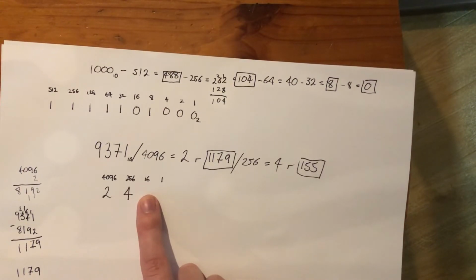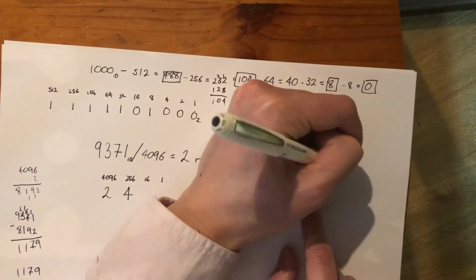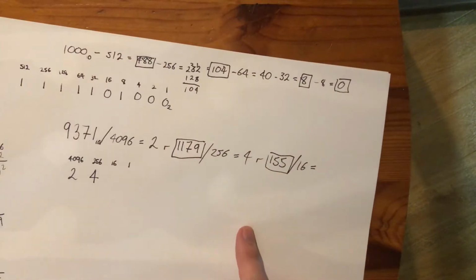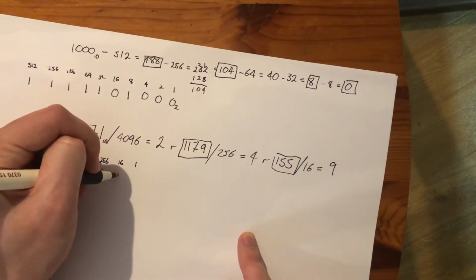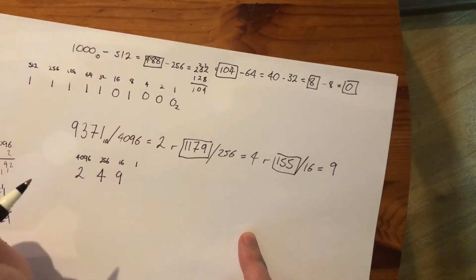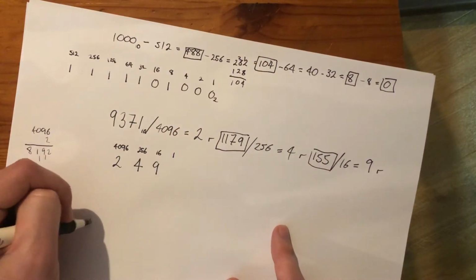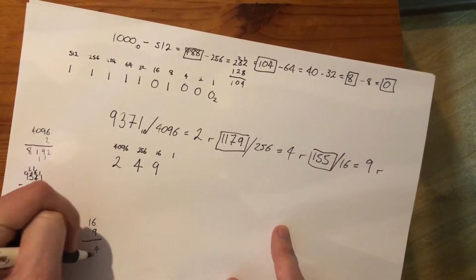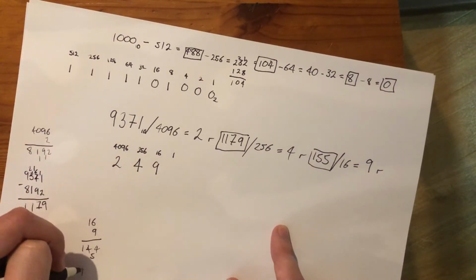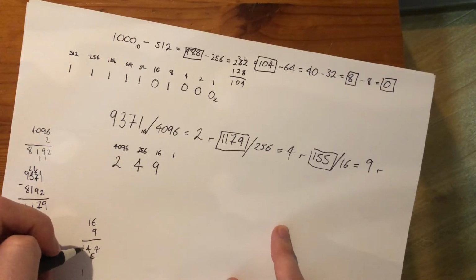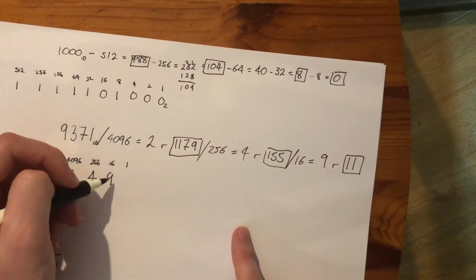How many times does 16 go into 155? Or 155 divided by 16, what's my whole part and my remainder? Now I know that that goes in 9 times. So I'm going to put 9 in here, my grid, and I'm going to calculate my remainder. So 9 lots of 16 give me 144, and I deduct 144 from 155. I can do that in my head, that's 11. So my remainder is 11.